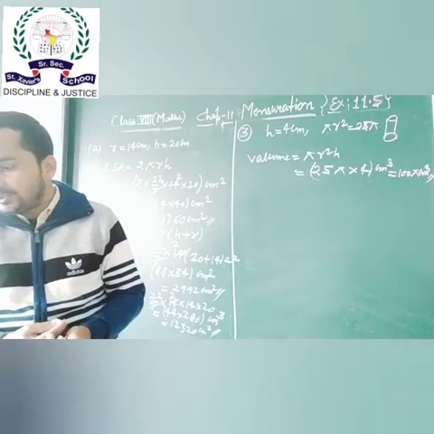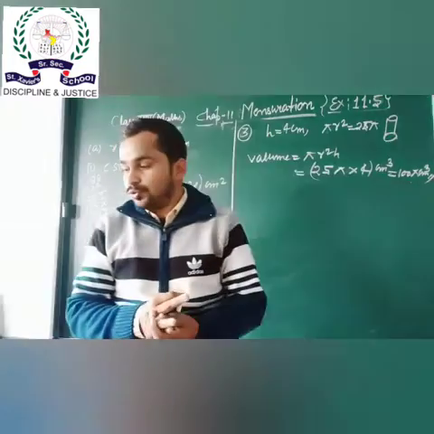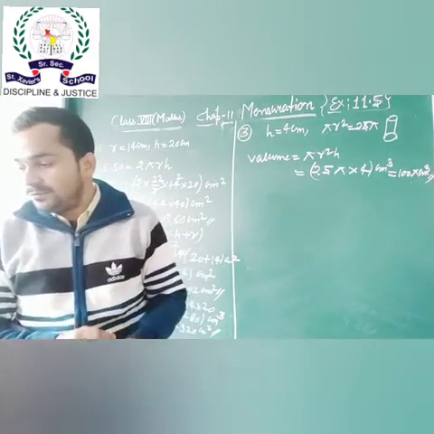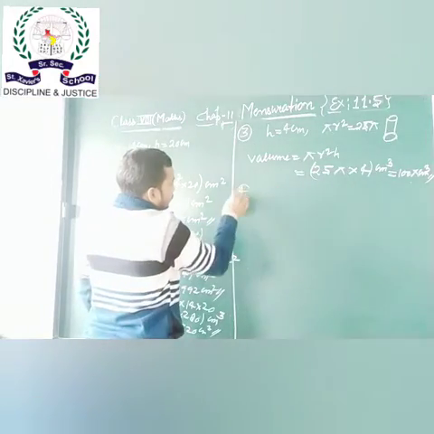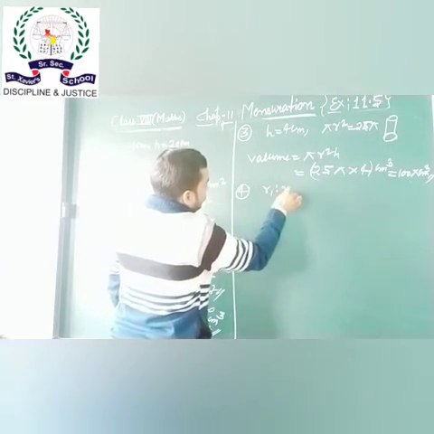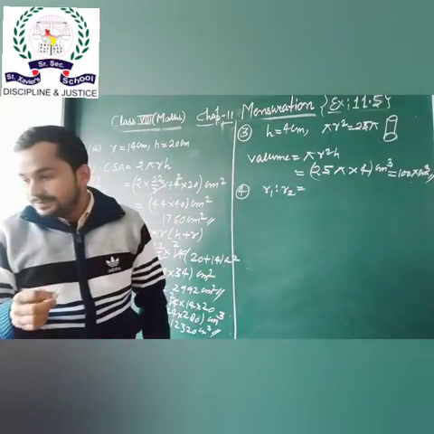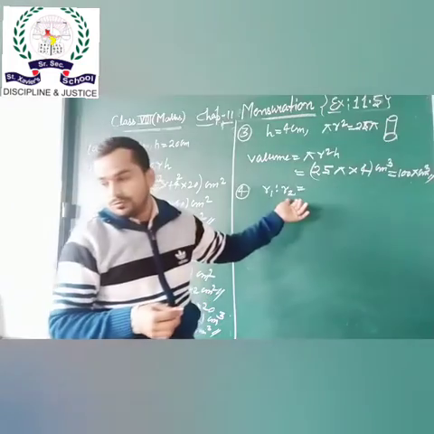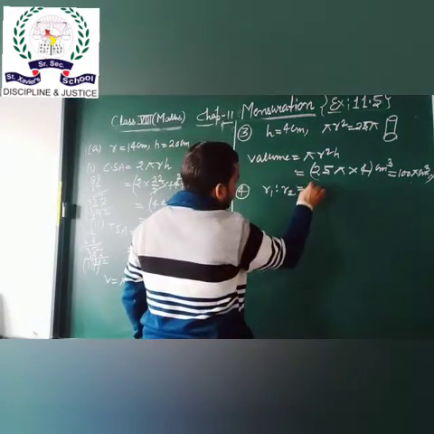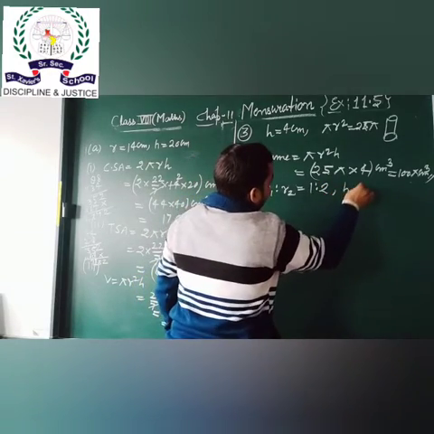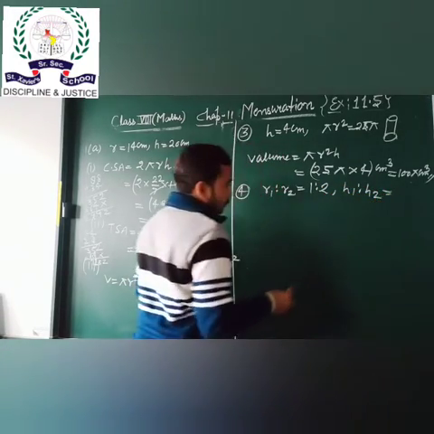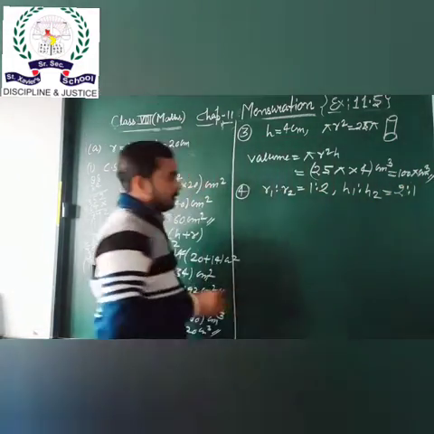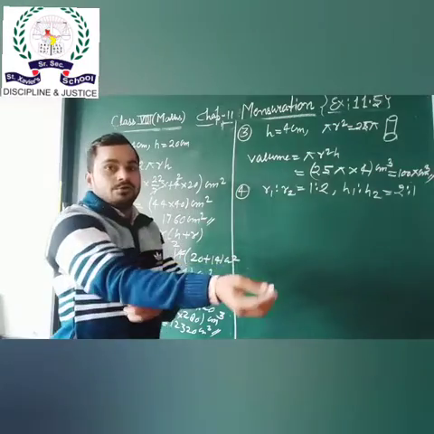Question number 4. The ratio of the radii of two cylinders is given as 1:2 and the ratio of heights is given as 2:1. Then what will be the ratio of their volumes? Take the radius of the first cylinder as r1 and the radius of the second cylinder as r2. The ratio r1 to r2 is given as 1:2. Similarly h1 to h2, the height of the first to the height of the second, is given as 2:1. Then find the ratio of their volumes.